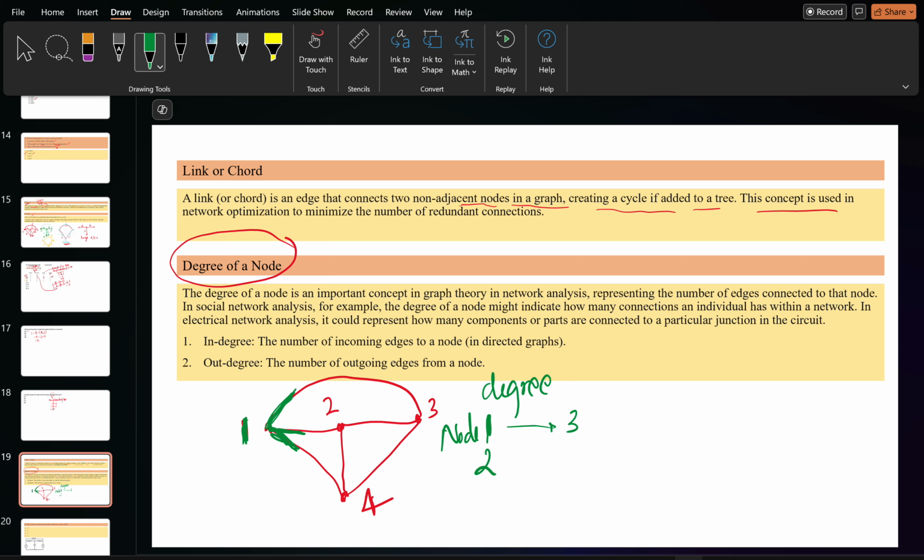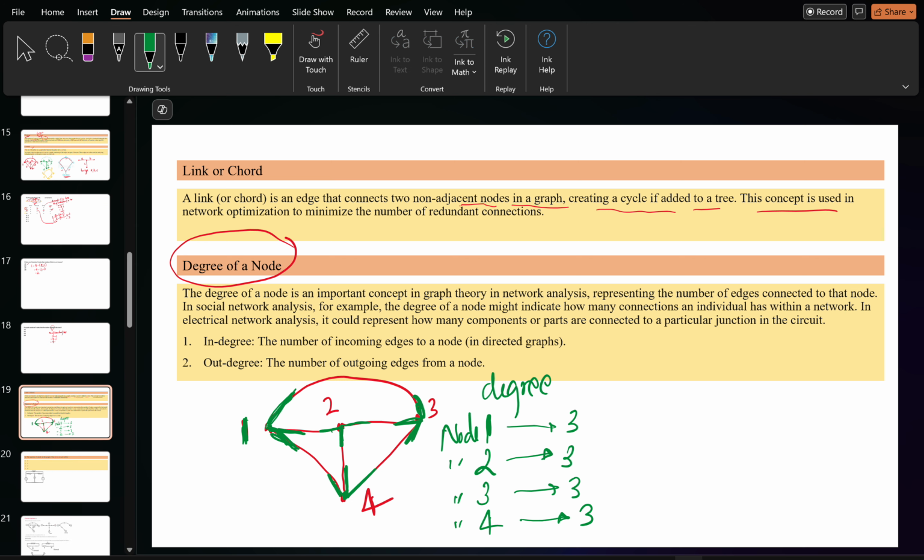What about node 2? Node 2 is also connected to 3 branches, so its degree is 3. What about node 3? It is also connected to 3 branches, so the degree of node 3 is also 3. If you see node 4, it is also connected to 3 branches, so the degree of node 4 is also 3. So the degree is the connection point of that particular node, meaning the number of branches connecting to that node is called the degree of that node. Any doubt in the degree?